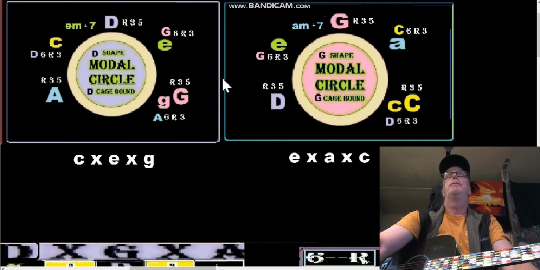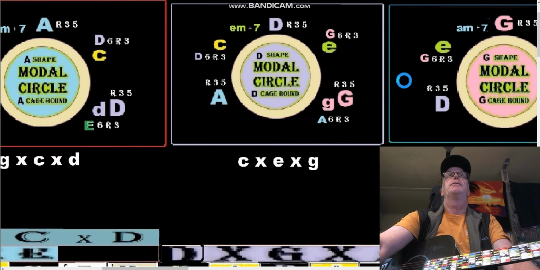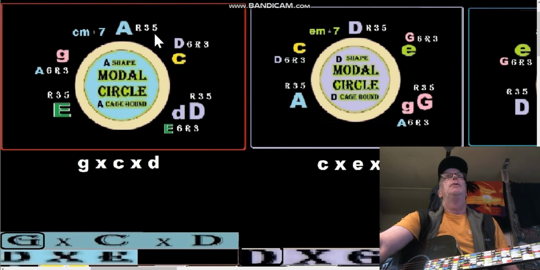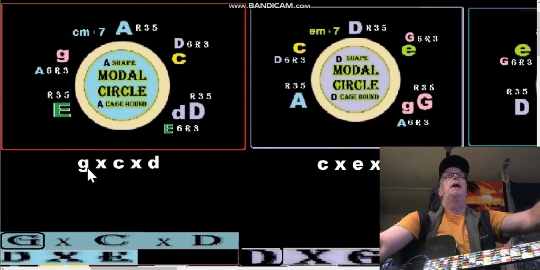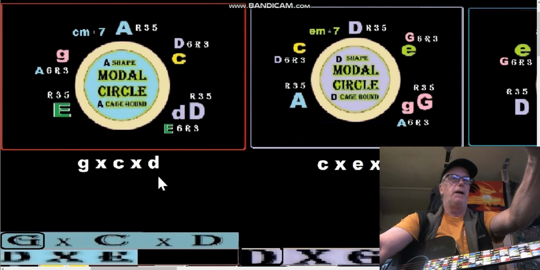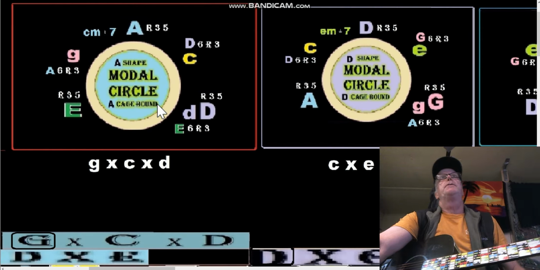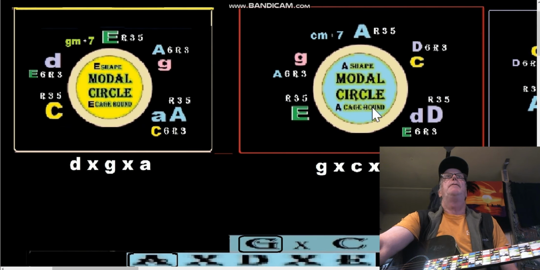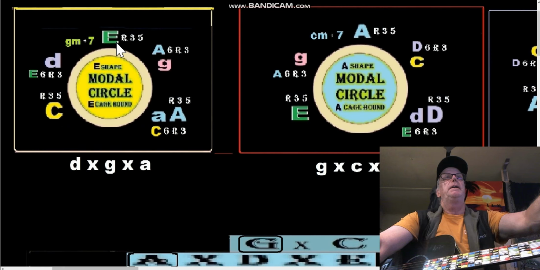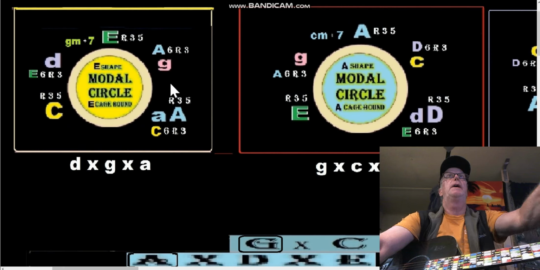All the others are just 1, 4, 5. Let's just take a look at A. Right here we have A, D, E, 1, 4, 5, and its minors are G, C, D, 1, 4, 5. So the minors all spell 1, 4, 5. Here's E, but these are shapes now.